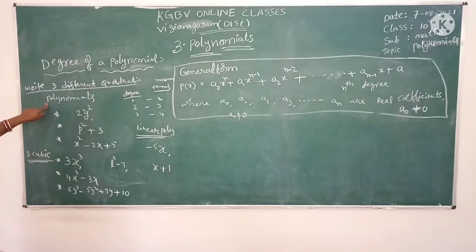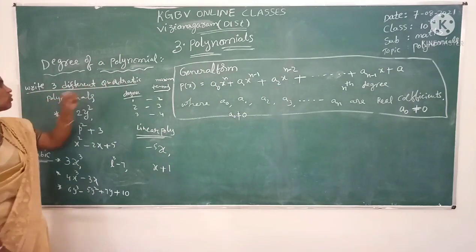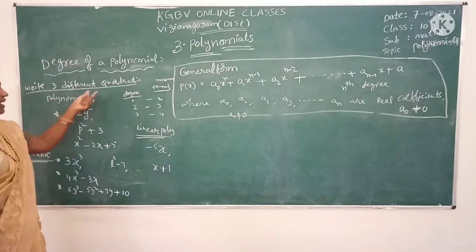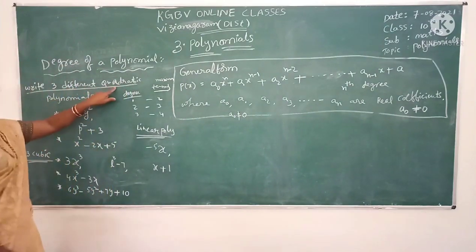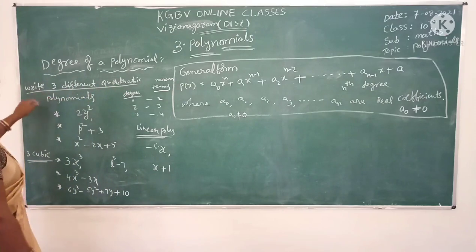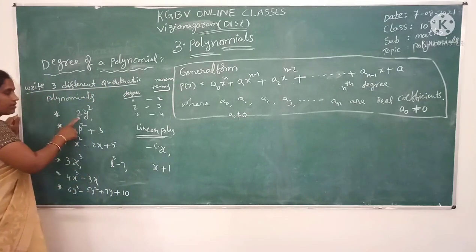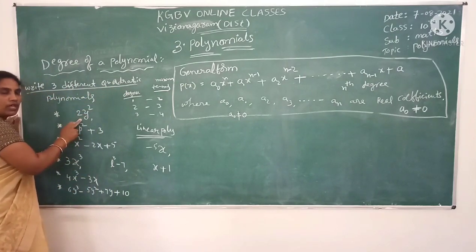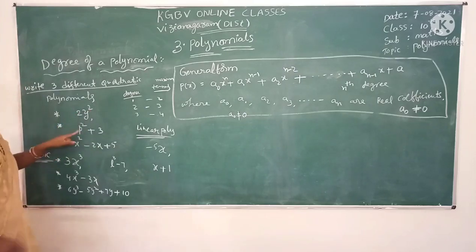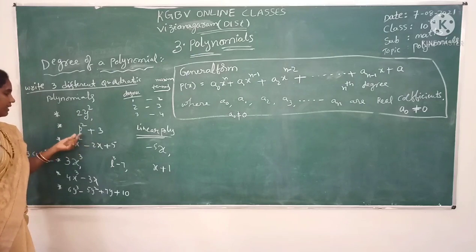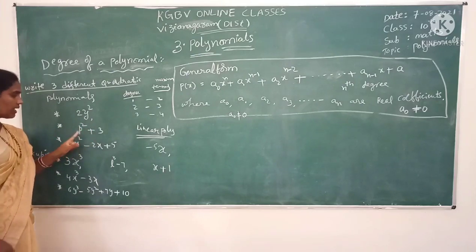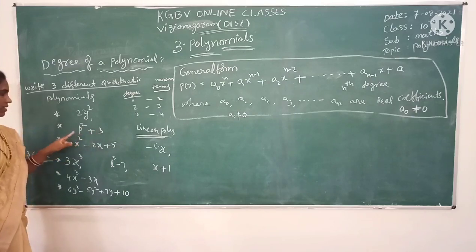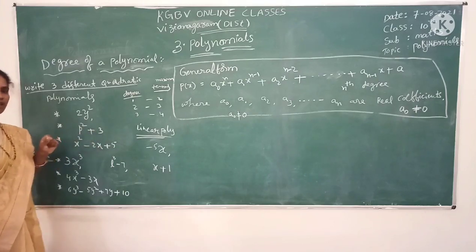Write 3 different quadratic polynomials. What is a quadratic polynomial? A polynomial with degree 2. 2y square: this is only 1 term, degree 2, a quadratic polynomial. P square plus 3 has degree 2 and 2 terms: p square is 1 term, 3 is another term.